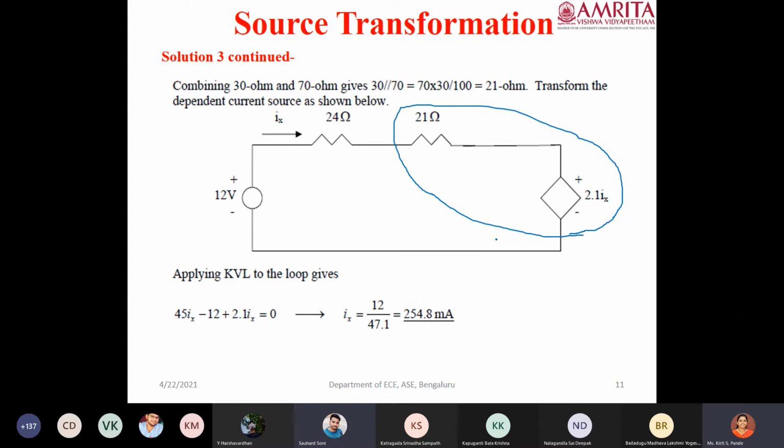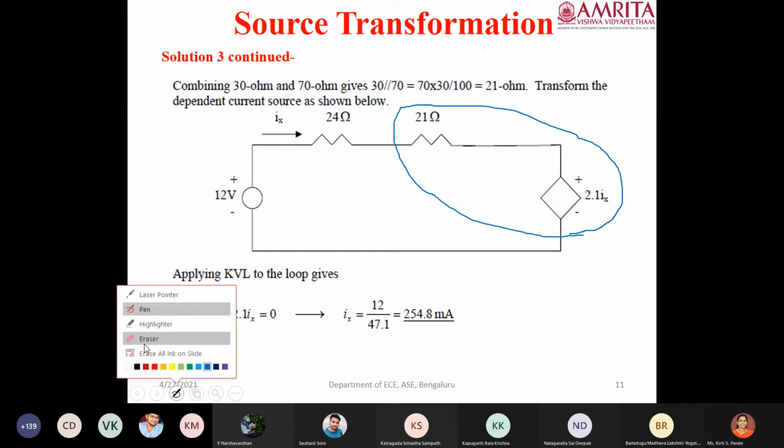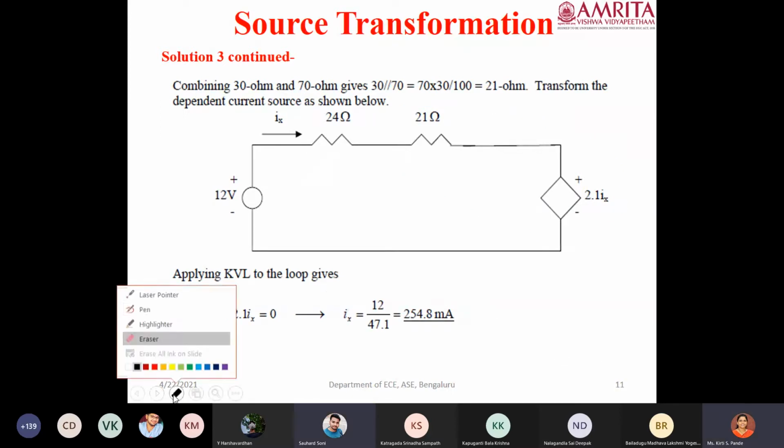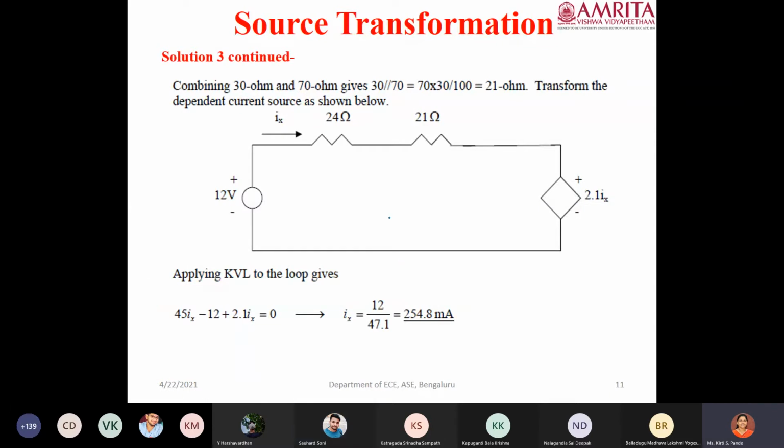Now you know that whatever current Ix is flowing through the 24 ohms, the same is flowing through the 21 ohms, correct? Why? Because they are in series connection, ma'am. Now on the left-hand side, I am talking about the 12 volts. The 12 volts is an independent source and 2.1 Ix is a dependent source, correct?